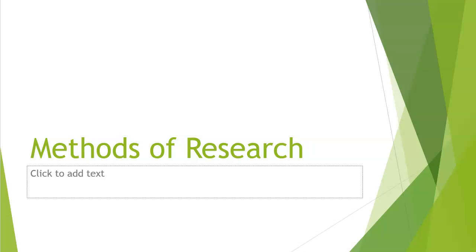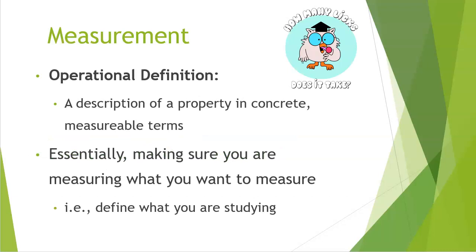So now that we know what the scientific method is, we're going to talk about different types of methods of research. So the first thing we need to know is what is an operational definition. An operational definition is a description of a property in concrete measurable terms. In other words, it defines a variable in terms of a specific procedure used to produce it.